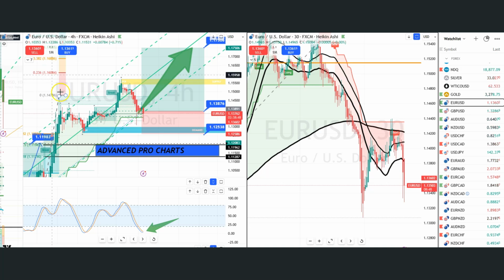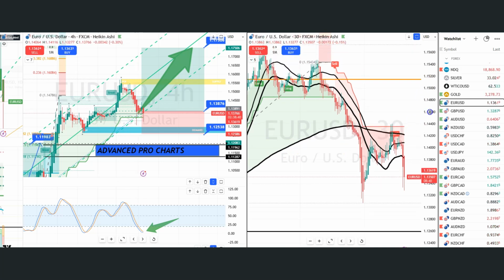I did mention the euro dollar. This was finding support at 1.1387. It's jumped down 20 pips based upon the news today, the inflation figures. It's not made much of a dent on the markets. However, I think that we should see a conversion within the next 24 hours once the price has settled down.